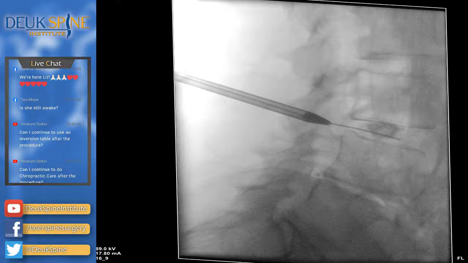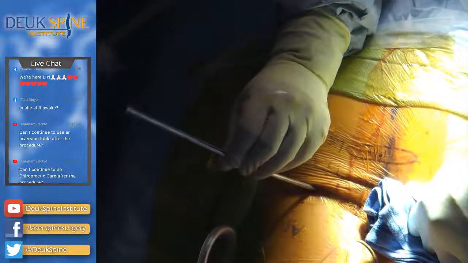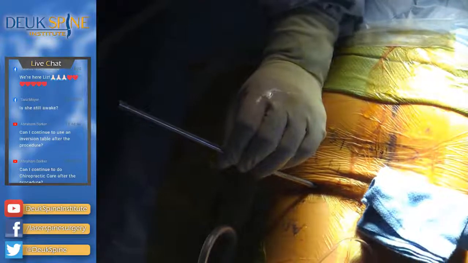But I'm amazed. There's a bigger herniation here than I expected based on the MRI. I mean, I could see it on the MRI. It's off to the side, but her laying this way on her belly, I think, is kind of making it push out even more.